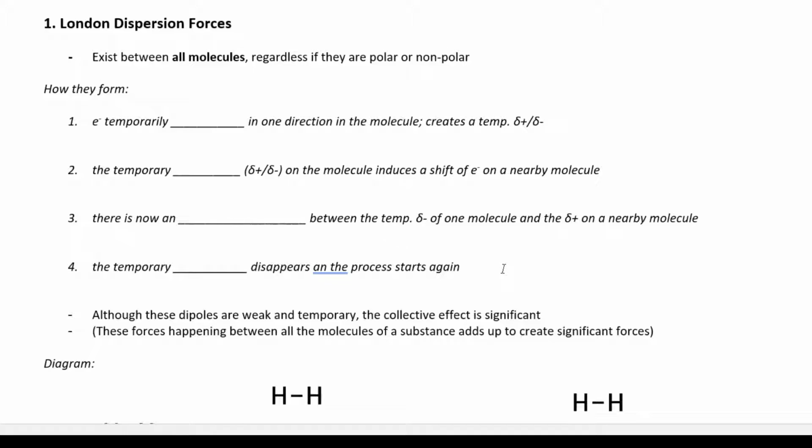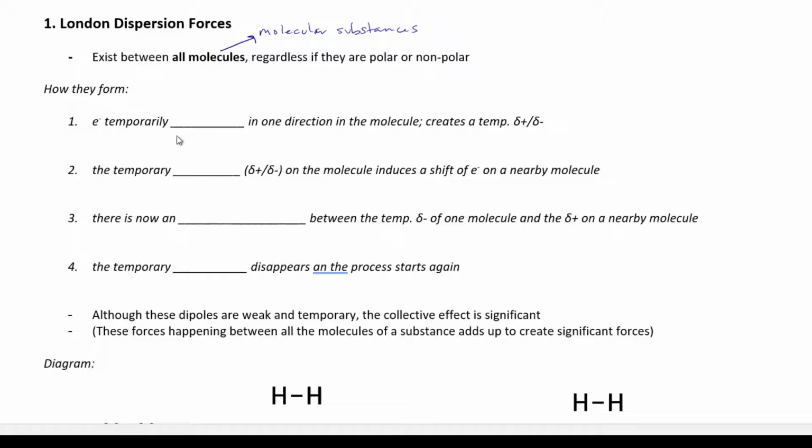So London dispersion forces are forces that exist between all molecules, regardless if they are polar or non-polar. So London dispersion forces will always exist in molecular substances, because molecular substances are the substances that produce molecules, right? Ionic compounds produce crystal lattices. So these London dispersion forces will always be present between molecules.